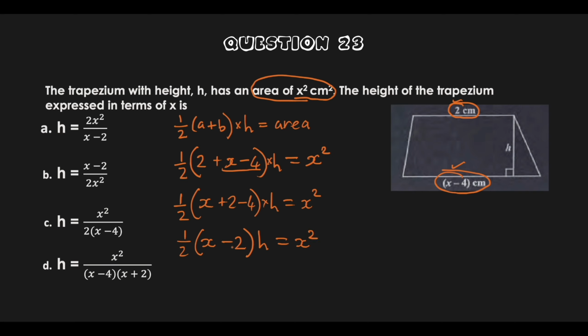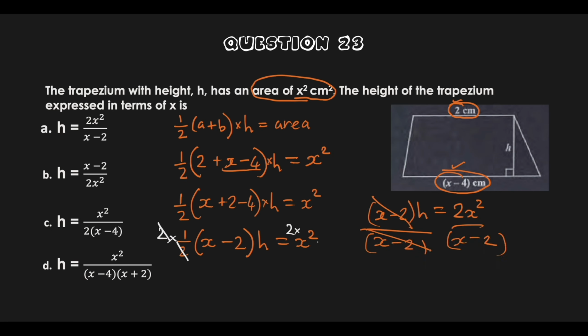So in order to make h the subject, I'll do it first to get rid of the half. So the opposite of this half is multiplying by 2. Because having a half is like dividing by 2. So that's why the opposite is multiplying. So once we do that, that will leave us with x minus 2 multiplied by h, which is equal to 2 times x squared, which is just 2x squared. Remember, we still need to get h by itself. So in order to get h by itself, we divide both sides by x minus 2. So that's going to cancel out, and we are left with h is equal to 2x squared over x minus 2. So our answer is this.